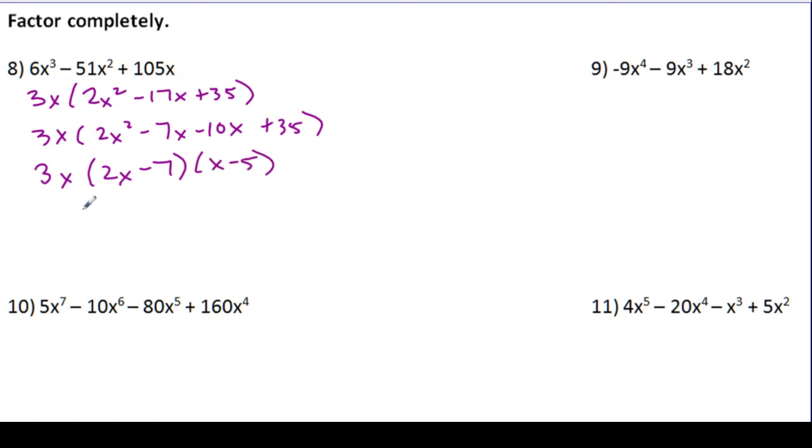So that would be the final answer. You don't need to go any further than this right here. Okay, this is your answer. We're not setting these equal to 0. We're not solving them any further. We're stopping right there. Okay, problem number 9, very similar.